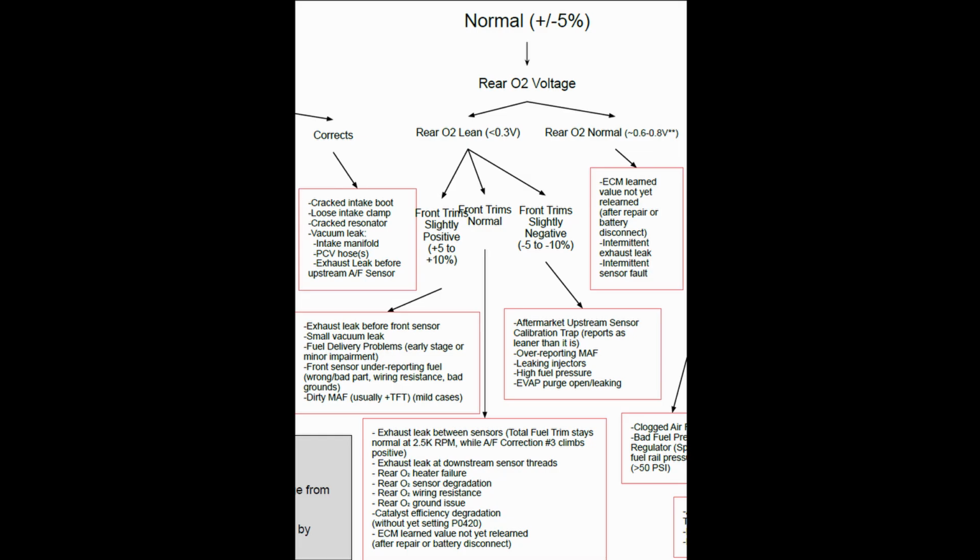If it's lean, it'll be less than 0.3 volts. If it's normal, it'll be between 0.6 and 0.8 volts. Again, these specific values vary depending on your specific car. Do an extra Google search to see what values are specific to your car.